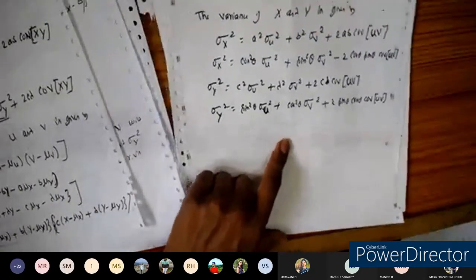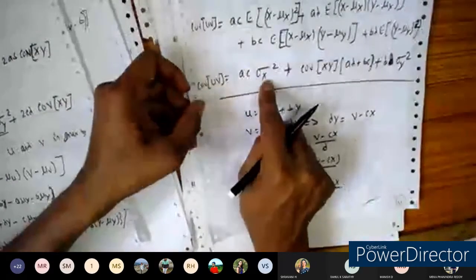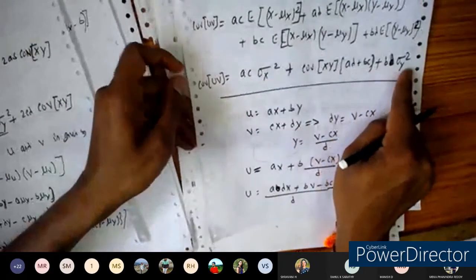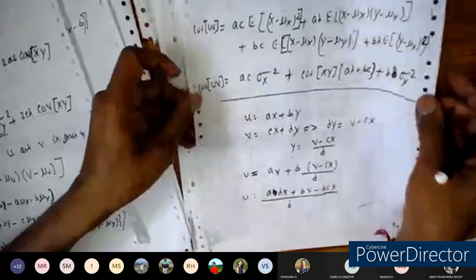We already derived this in the class, so I'll take that sheet. I think everyone has taken this one. Now we have seen the covariance of u and v. It is given by AC into sigma x square plus covariance of xy into AD plus BC, plus BD into sigma y square. So in a similar way, let us write.